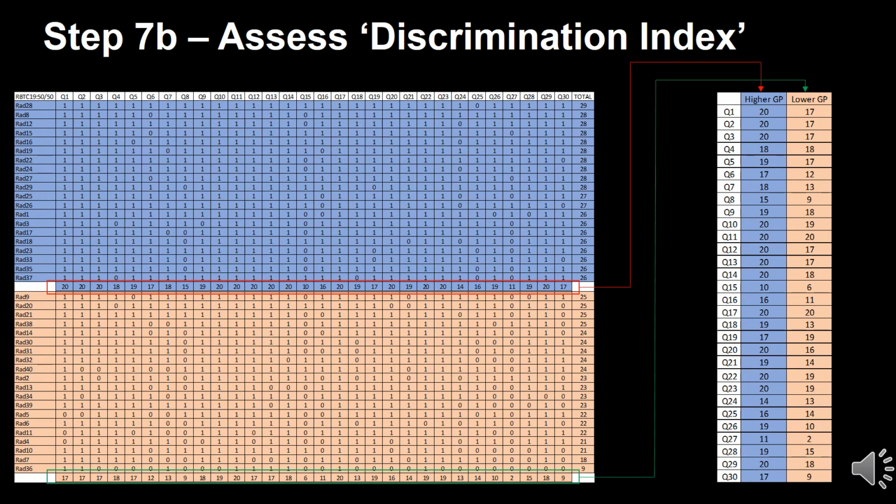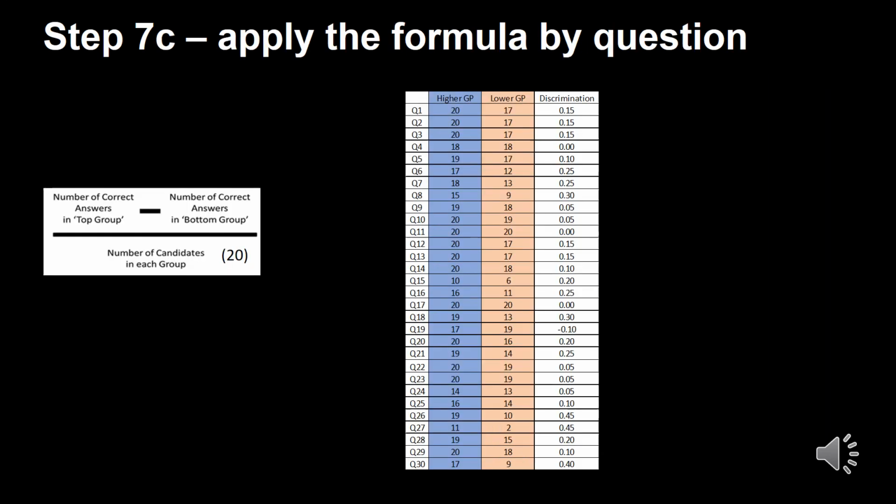So here's the next critical step. We're going to take the numbers by question, the totals by question, and we're going to flip them so that we've got them in a vertical line. So as you can see, for each question now, we know how many people in the higher group and the lower group got the answer correct. And now we apply the discrimination index formula, and these on the screen are the results that you get.